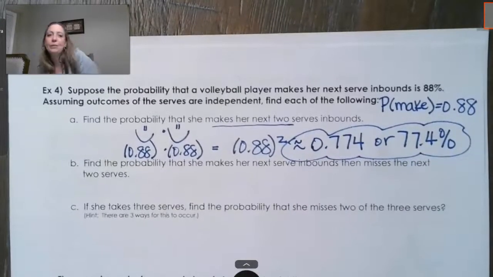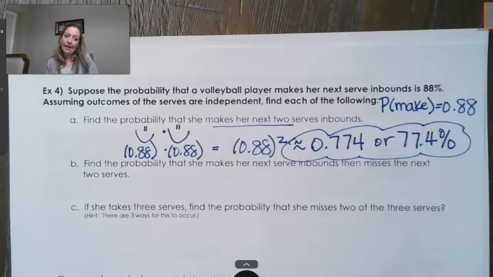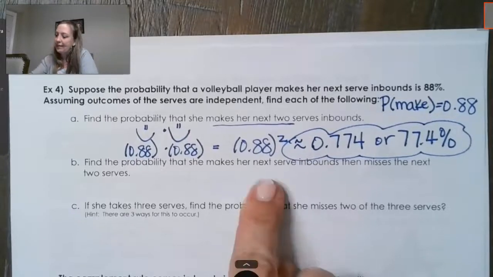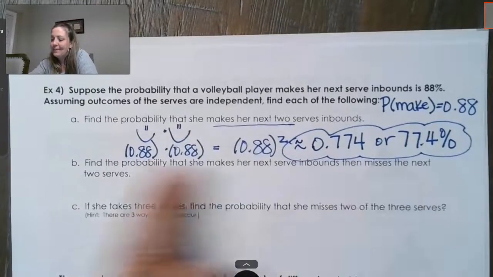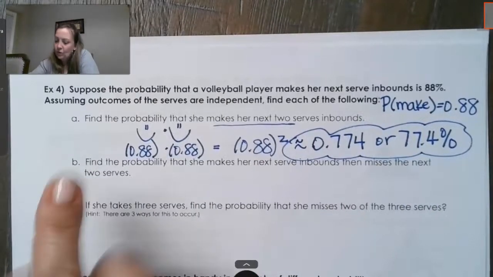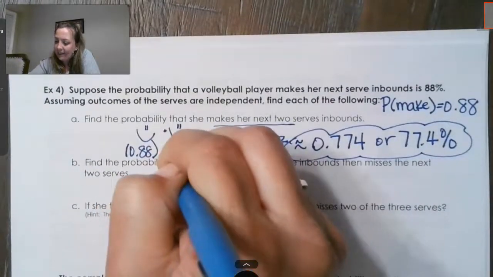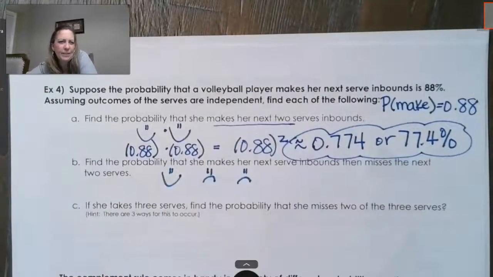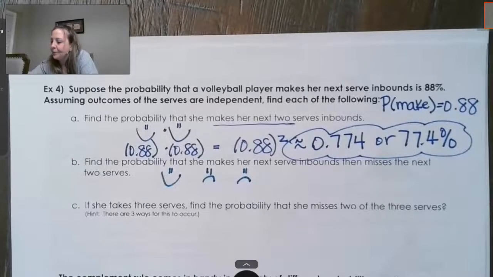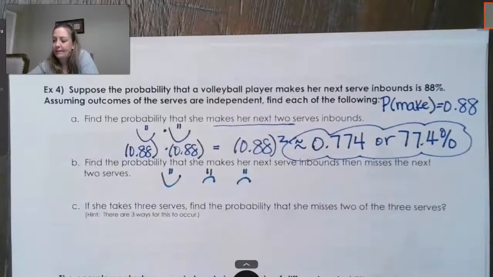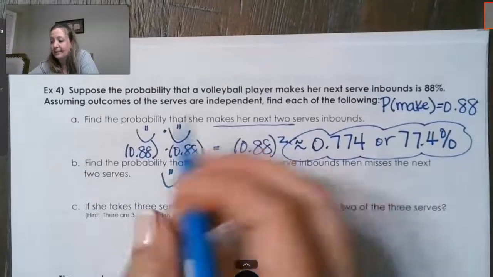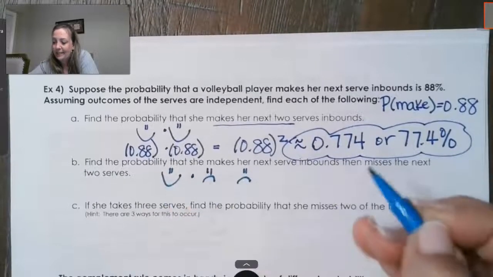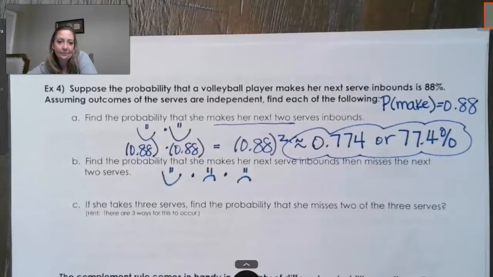Okay, so we were able to use that information in example 4A. Now, example 4B asks us to find the probability that she makes her next serve inbounds and then misses the next 2 serves. So we want a make, miss, and then a miss. They were very particular about the way that that happened. This is making and missing again.